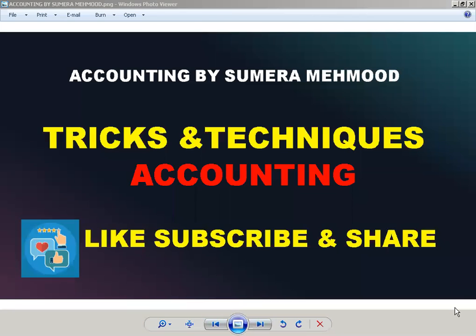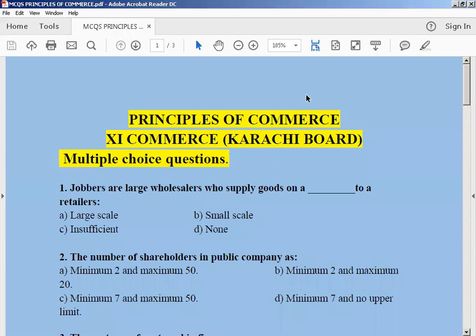This is your class in which you can learn different topics about commerce. So let's proceed towards today's tricks and techniques. It's not accounting, it's principles of commerce. This is on your screen. You all can see. Now, this is the principles of commerce, your first year commerce Karachi board syllabus. We are following the first MCQs.